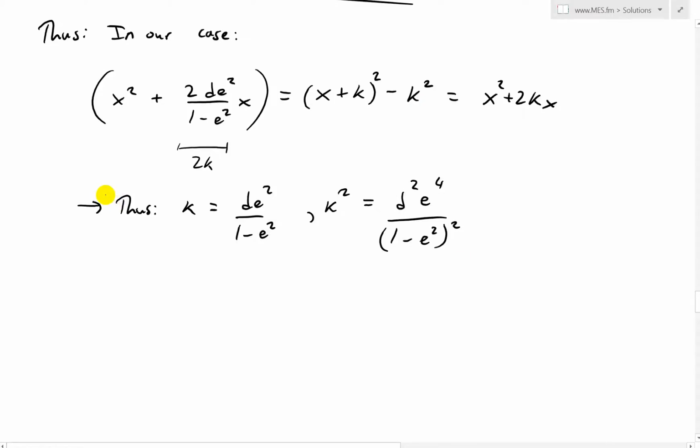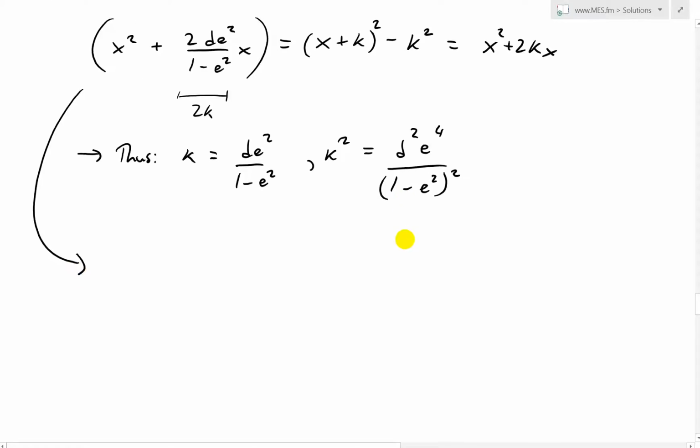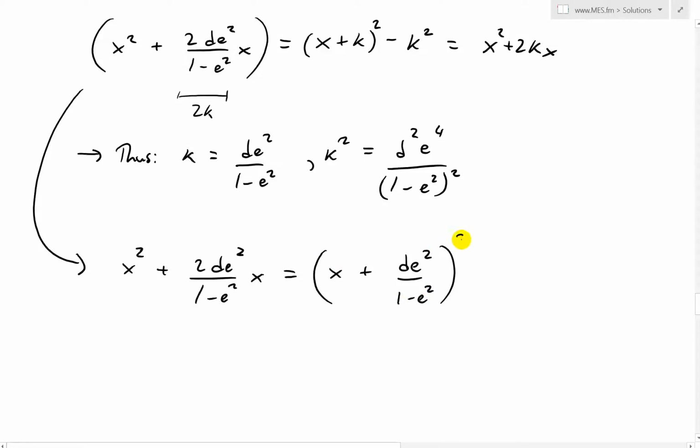And so what we have, and I'll bring this down, is x squared plus 2 d e squared over 1 minus e squared x. Completing the square, we end up getting x plus k, which is d e squared over 1 minus e squared. So yeah, a lot of algebra just to prove that it is in fact an ellipse in Cartesian. So what do we have now? Then k squared is just d squared e to the 4 over 1 minus e squared all squared.